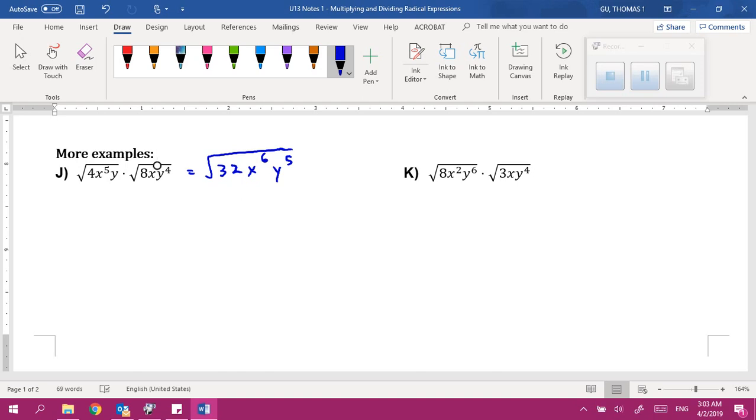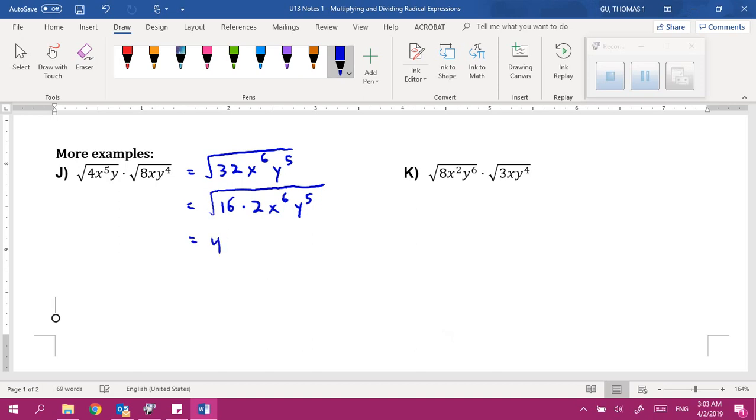All right, so we're going to look and see what makes up 32. I want a perfect square because I'm dealing with a square root. So what is a perfect square that would be a factor of 32? That would be 16 times 2. Then we have x to the sixth, y to the fifth. Okay, so let's see what we can take out of the radical. What is the square root of 16? That's going to be 4.